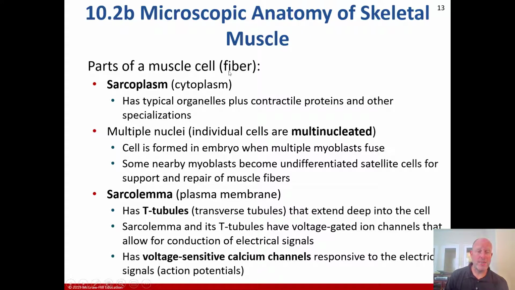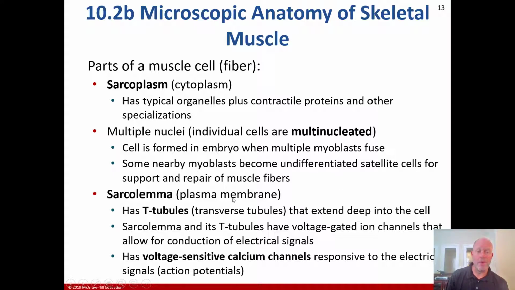For the muscle cell itself, muscle fiber or muscle cell, same thing. Sarcoplasm, cytoplasm essentially, has the typical organelles plus contractile proteins and other specializations. It has multiple nuclei. The individual cells are multinucleated. The cell is formed within an embryo when multiple myoblasts fuse, and some nearby myoblasts become undifferentiated satellite cells for support and repair of muscle fibers.